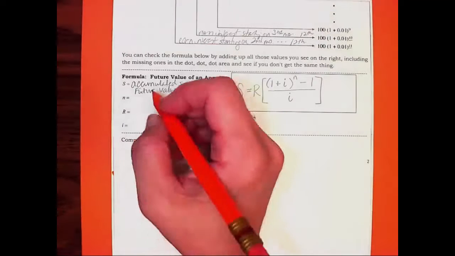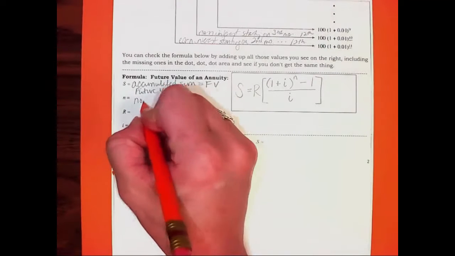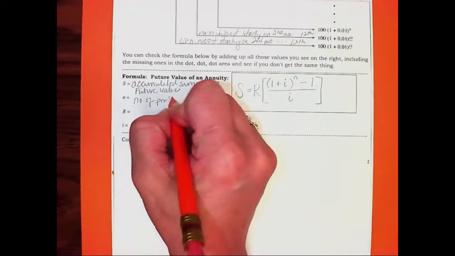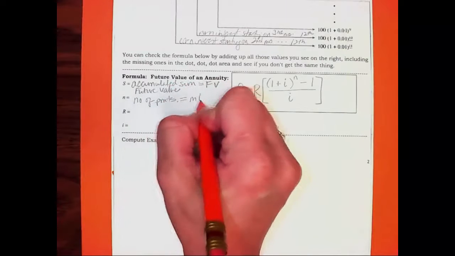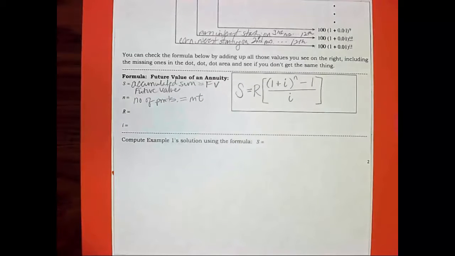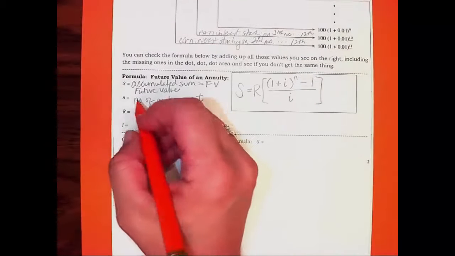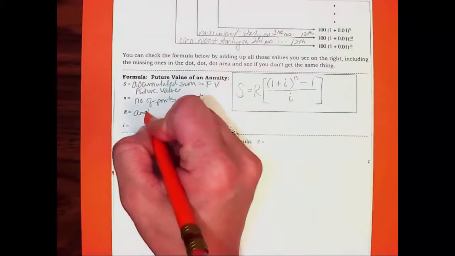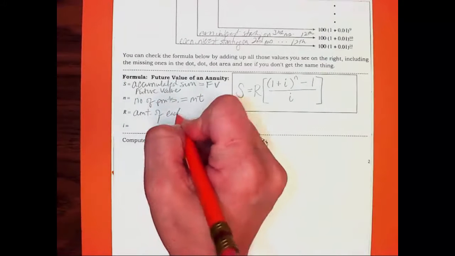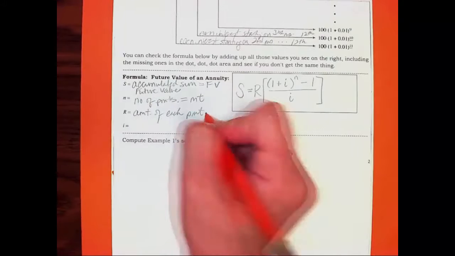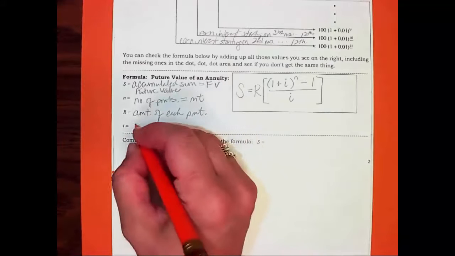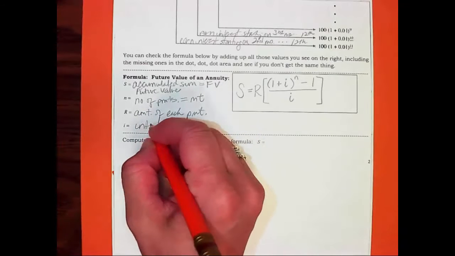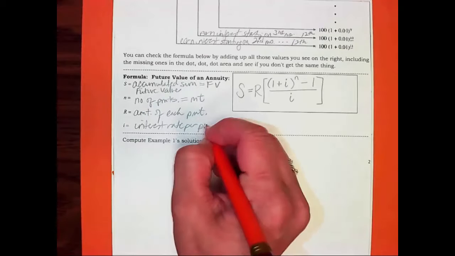So N is equal to number of payments. Remember that's M times T, and remember M is the number of compounding times per year, and T is the number of years. Capital R is the amount of each payment. And I is R over M, so it's that interest rate per period, just like it's always been.